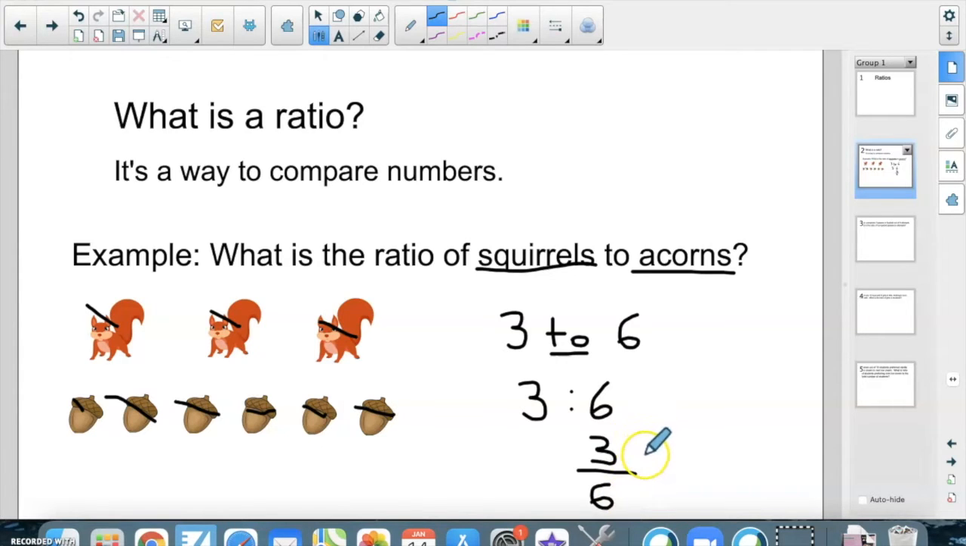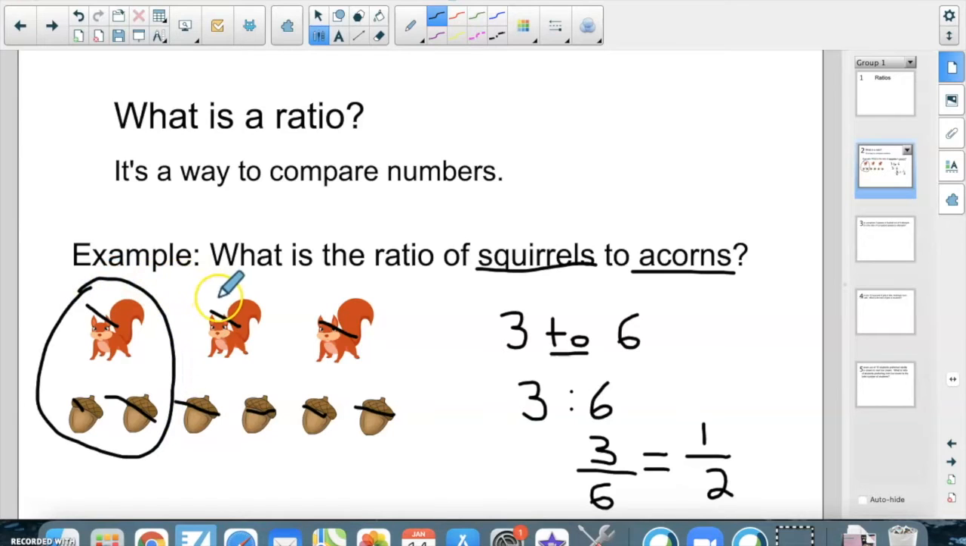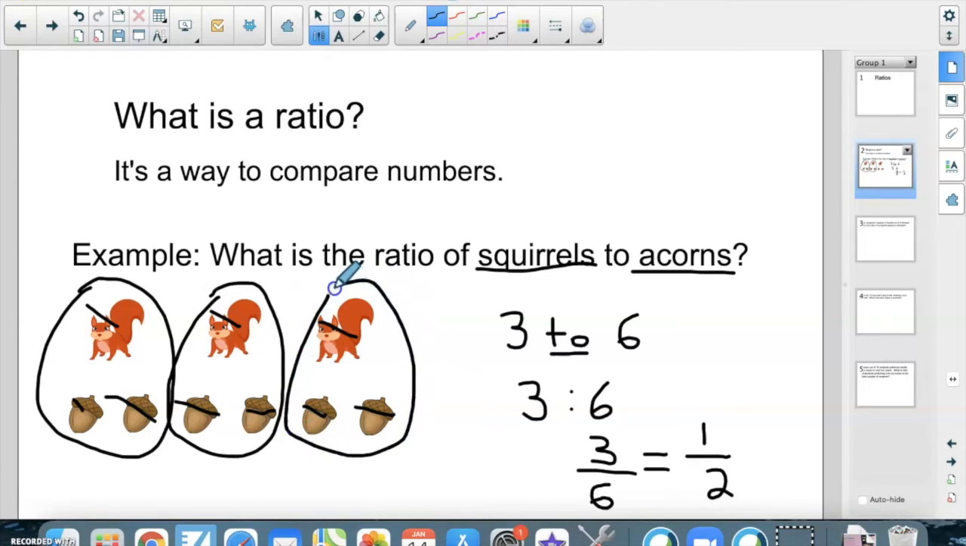And if we divide the top by 3, we get 1. And if we divide the bottom by 3, we get 2. So the ratio is also 1 to 2. Now I can show you that. So 1 is the squirrels and 2 is the acorns. As you can see, for every 1 squirrel, there are 2 acorns. So as you can see, this ratio does work out.